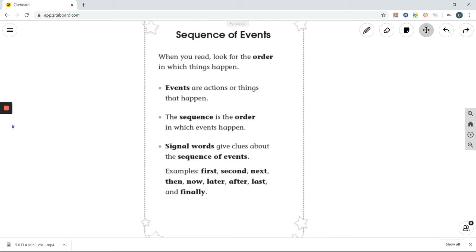Some of those signal words, again, that give clues about the sequence of events include first, second, next, then, now, later, after, last, and finally. But remember, authors don't always include signal words for each event. Sometimes you need to read between the lines or think about what makes sense.